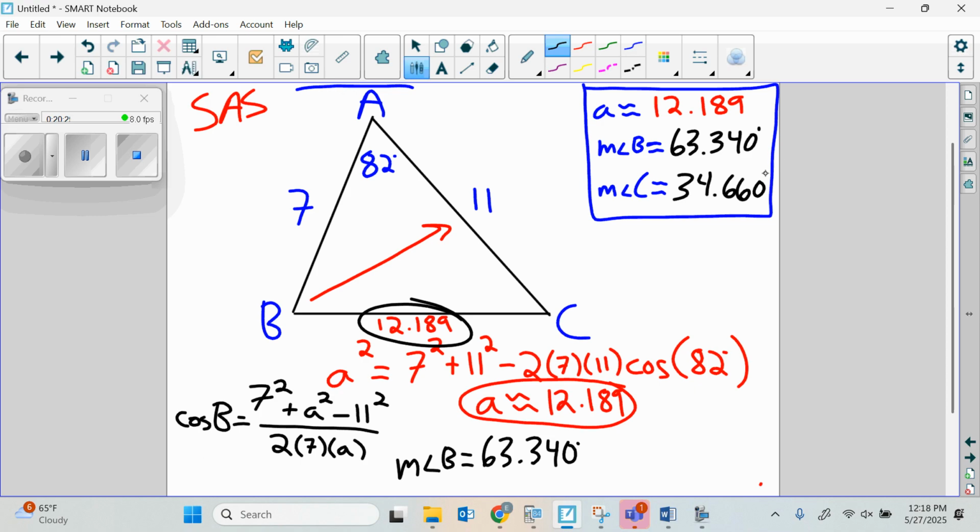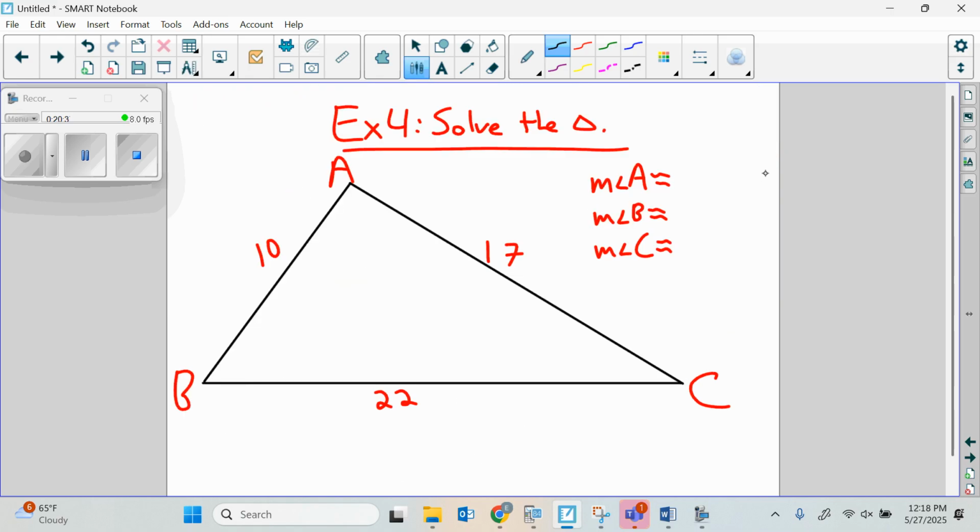Last example. And again, feel free to rewind this if you need to rewatch it or something didn't make sense. Last example is example 4, which also says solve the triangle. What you should notice right away, taking a look at this problem, pause the video now to sketch that into your notes.